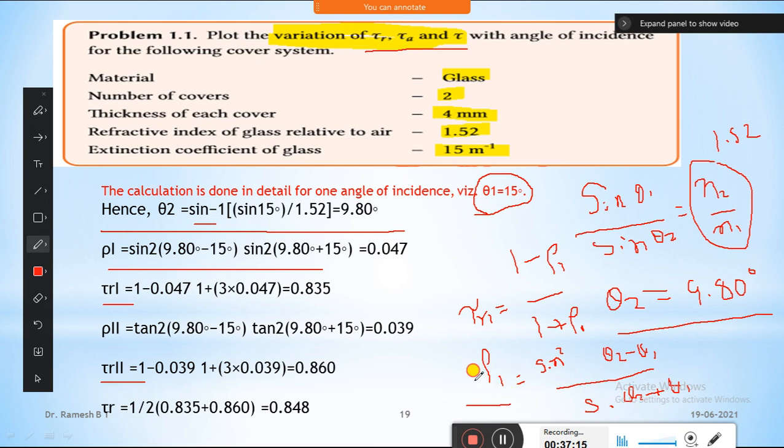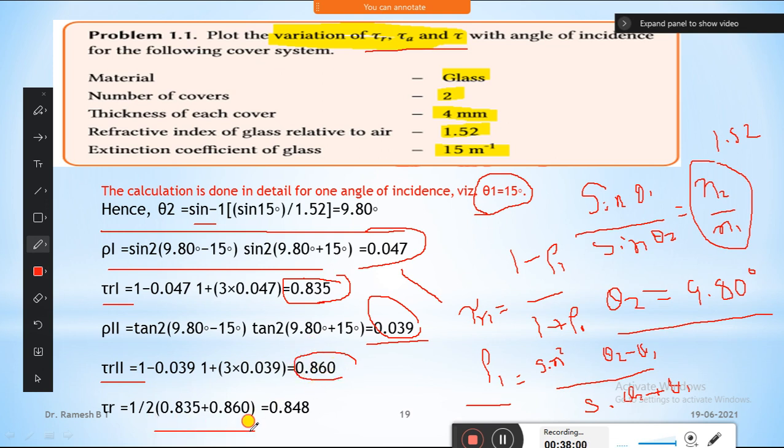The rho 1 value is 0.047. Once we have 0.047, substitute in tau r1, and the tau r1 value becomes 0.835. Similarly, we go with tau r2, that is with rho 2. Rho 2 is tan square (theta 2 minus theta 1) divided by tan square (theta 2 plus theta 1). If you substitute, the rho 2 value is 0.039. Substituting that, you will get tau r2.